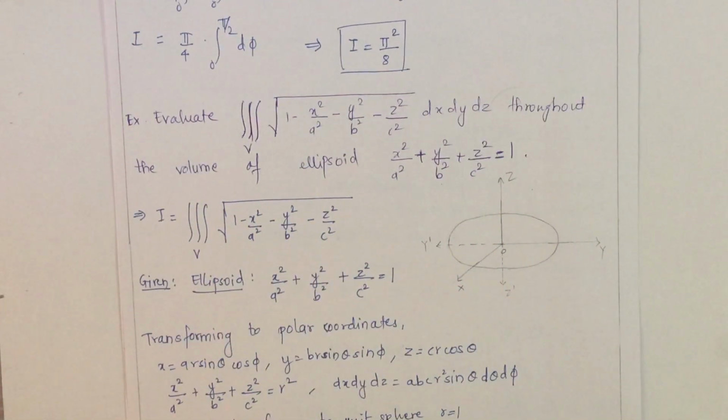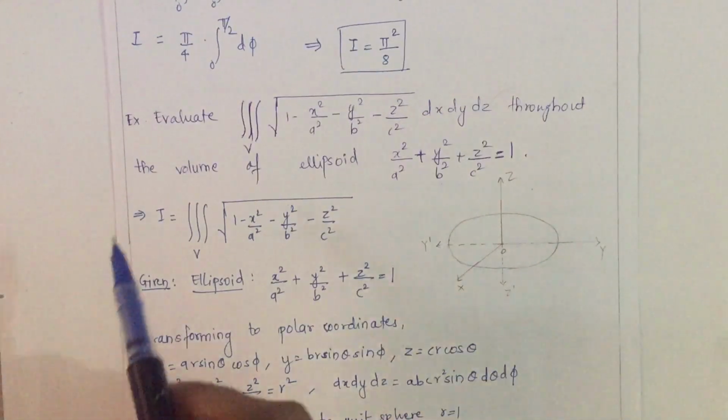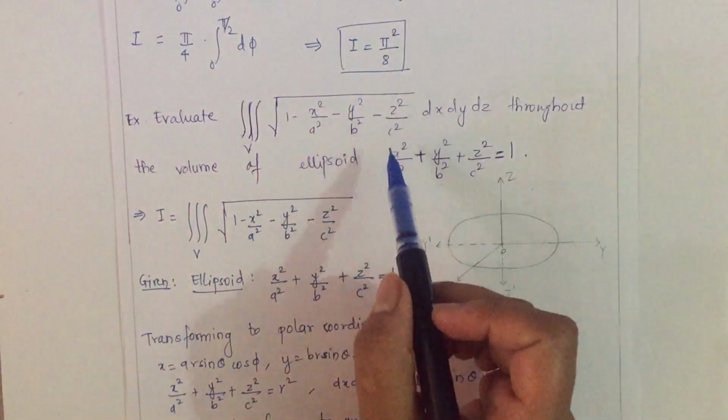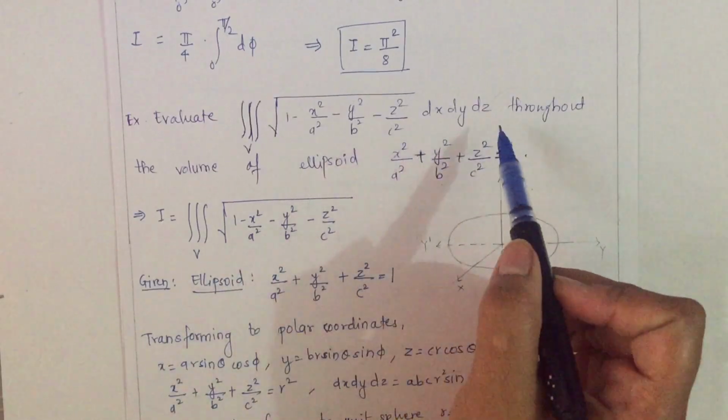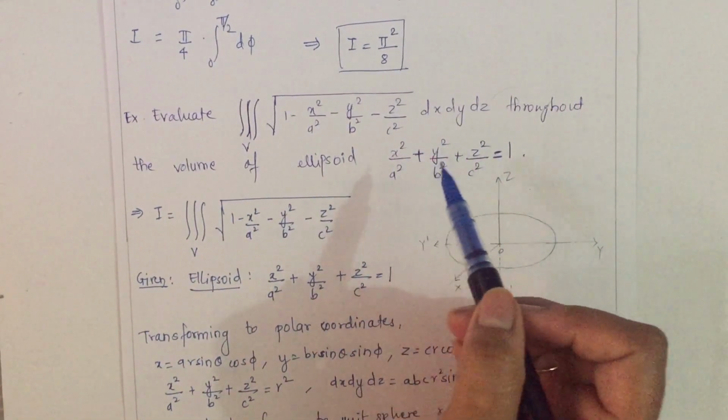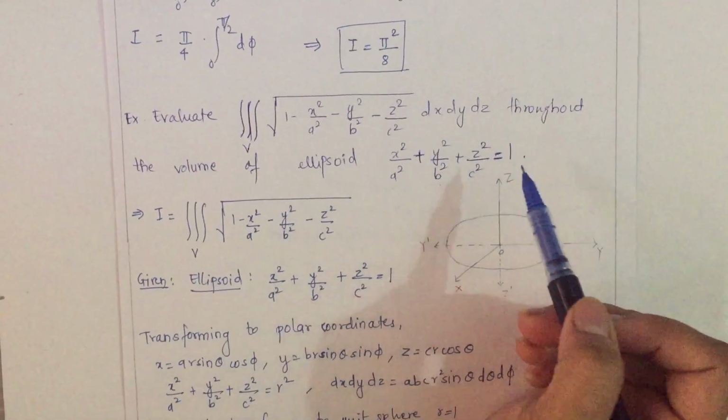Hello students, I continue with a few more examples of triple integration in this video. The question says: evaluate the triple integral of root of 1 minus x square upon a square minus y square upon b square minus z square upon c square, dx dy dz, throughout the volume of the ellipsoid x square upon a square plus y square upon b square plus z square upon c square equal to 1.